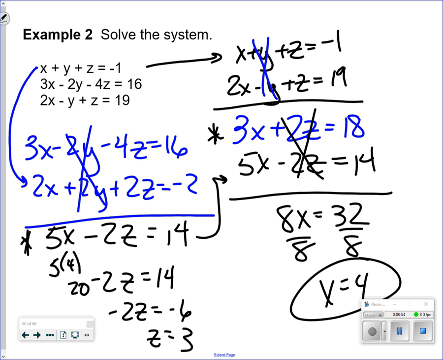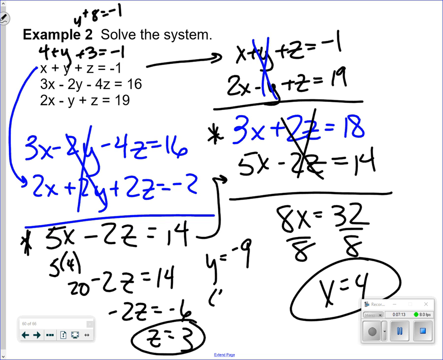Z would equal 3. And now I go back up into any of the equations that have an x, a y, and a z. So if x is 4 and z is 3, so then y plus 8 equals negative 1. Y would equal negative 9. Writing this as a triple, 4, negative 9, 3.